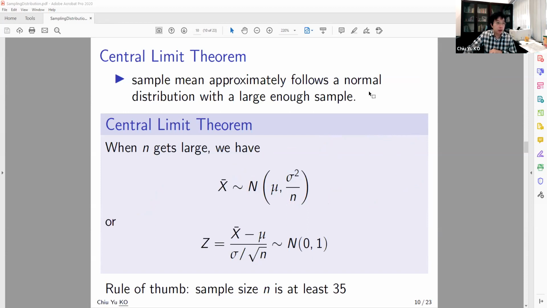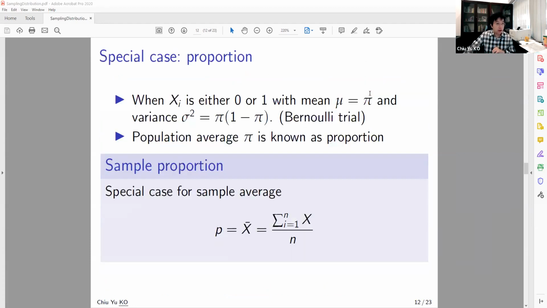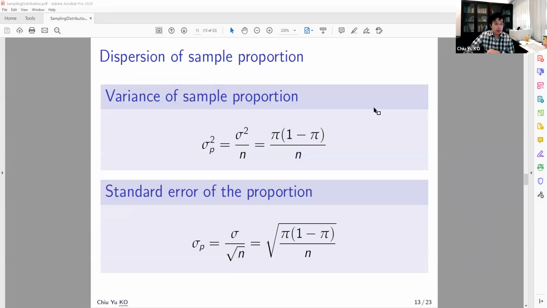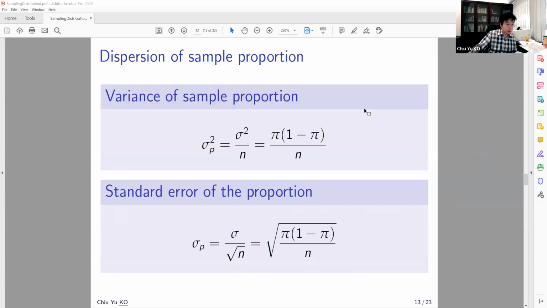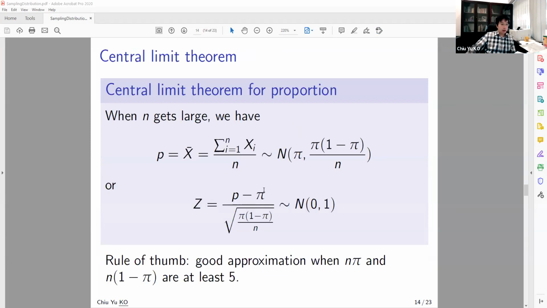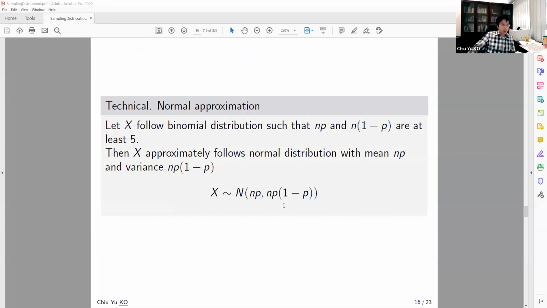The other case is the proportion, where in that case the variance is much easier because by virtue of the binomial, the mean and the variance are related. By definition, this is pi. This follows from the expected value being equal to the mean, same as the variance and standard error. The central limit theorem applies very well when n pi and n times 1 minus pi are at least 5.